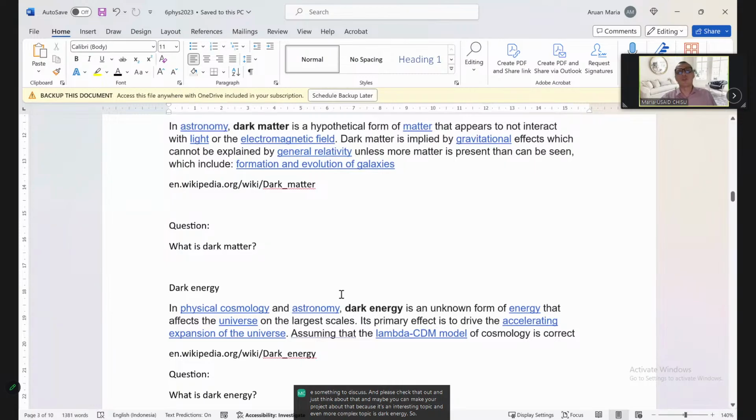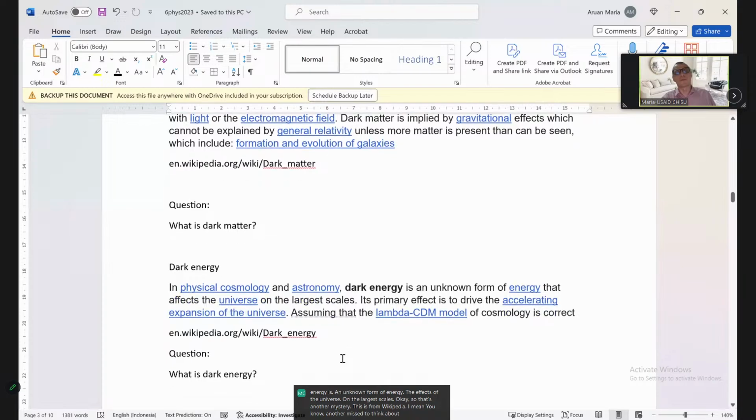And an even more complex topic is dark energy. Dark energy is an unknown form of energy that affects the universe on the largest scales. Okay, so that's another mystery. This is from Wikipedia again. Yeah, another mystery for us to think about.